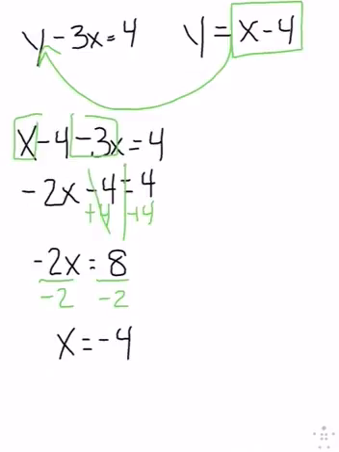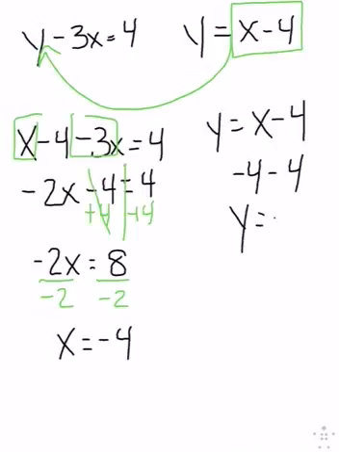Now, when we have these answers, you have to have both an x equals and a y equals. So I'm going to go back to my original equation, y equals x minus 4, and I'm going to plug it in. I'm going to do -4 minus 4, and I get y equals -8. My answer is -4, -8.